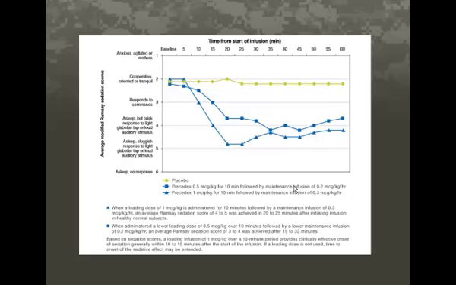This graph shows that a loading dose of 1 microgram per kilogram followed by a 0.3 microgram per kilogram per hour infusion produced more pronounced sedation quicker than the lower loading dose of 0.5 micrograms per kilogram and a decreased infusion of 0.2 micrograms per kilogram per hour. Both Precedex infusions produce more sedation than a placebo effect, shown in green.